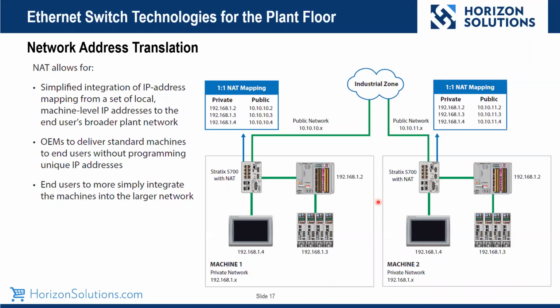If you're a machine builder, you build at 192.168, and then you bring it to the end user facility. Instead of changing all the IP addresses, they could just NAT it. Again, that's a function in some of our switches. It's also a standalone appliance.